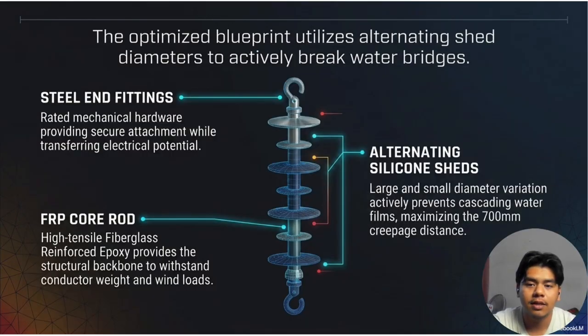For this design, the insulator consists of steel end fittings, an FRP core rod, and alternating silicone rubber sheds. The alternating shed sizes help break the water path, reduce pollutant accumulation, and improve overall insulation performance. That's all from me. Next, Azhari will explain the simulation process.